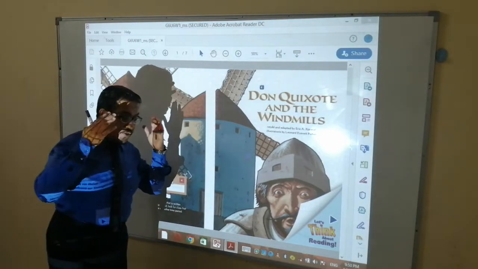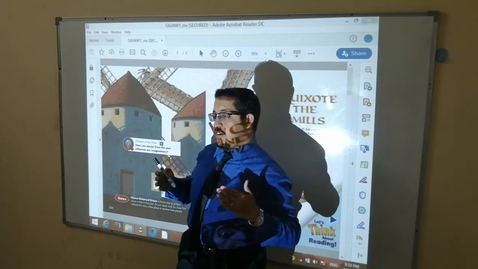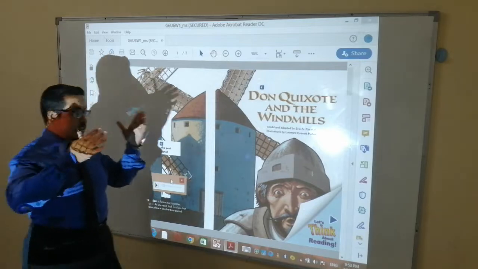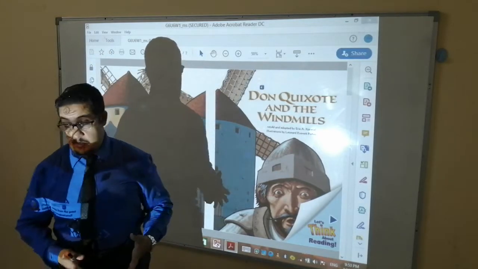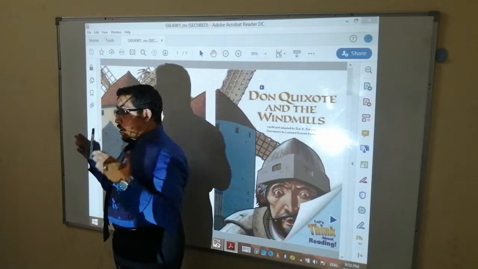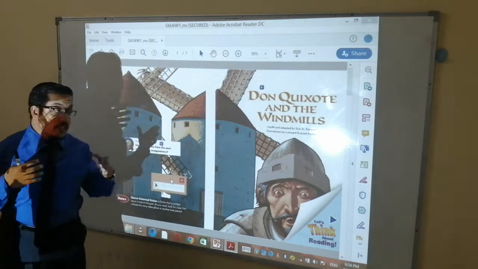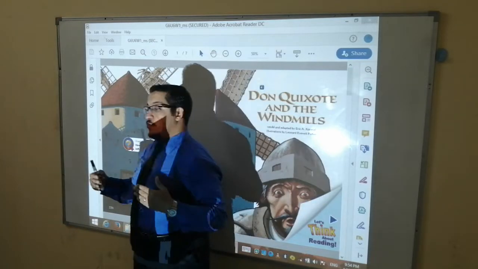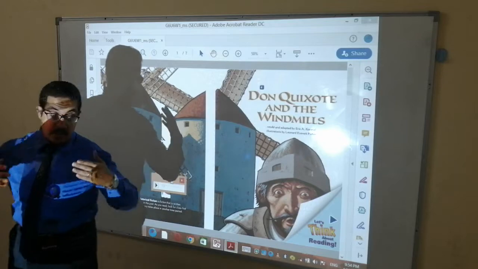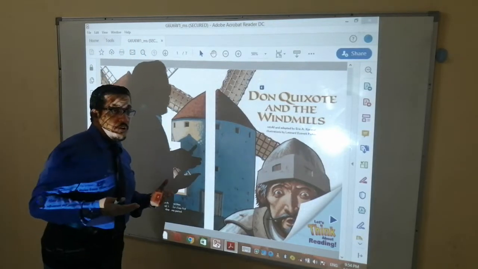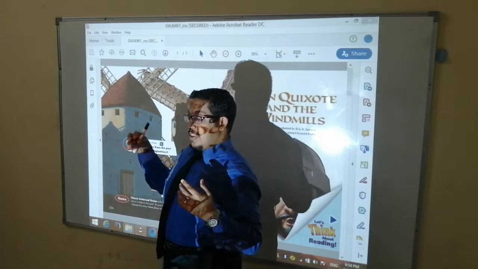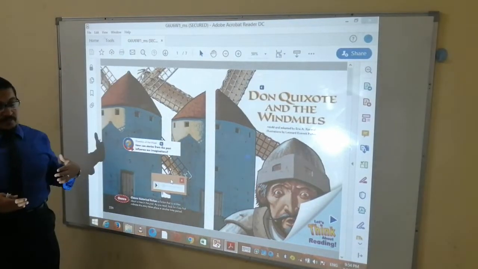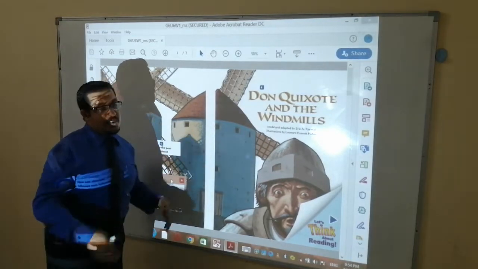His brain started to be affected by reading this story about Don Quixote, so he started to imagine that he is Don Quixote, the famous knight. He offered his friend Sancho Panza that if he came with him to fight the windmills, or as he saw them, giant monsters, he would make him a king, and his children would be princes and princesses. So Sancho Panza accepted his offer.